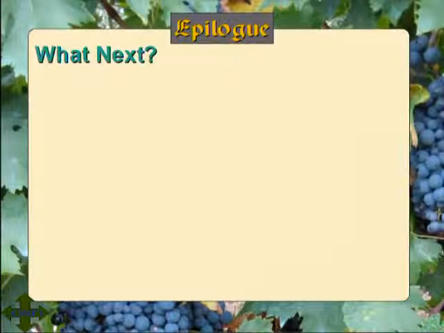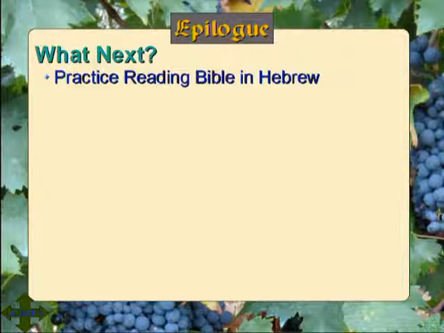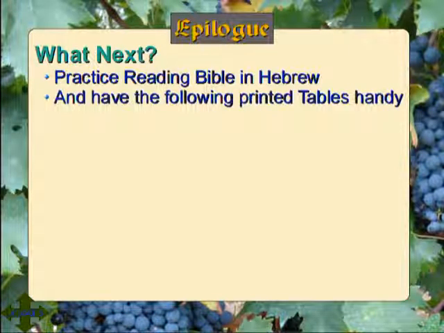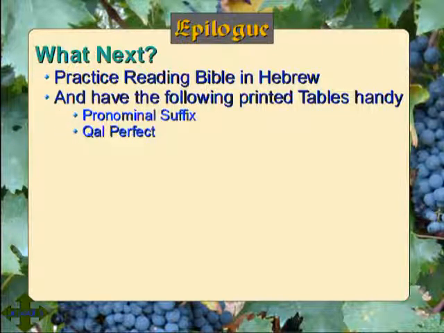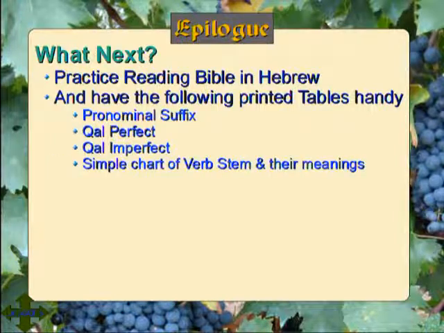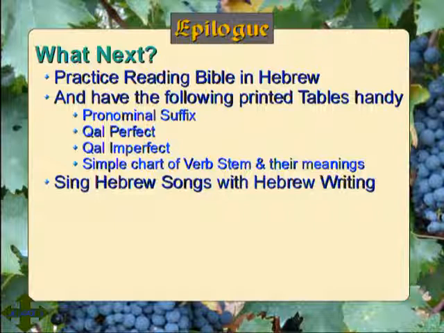Okay, so what's next now that you've finished this particular course? Well, you've got to practice reading the Bible in Hebrew and have the following printed tables handy: the pronominal suffix, the Qal perfect, the Qal imperfect, and a simple verb chart of verb stems and their meanings. And sing some Hebrew songs and get familiar with them with the Hebrew alphabet, not written in English with transliterations.